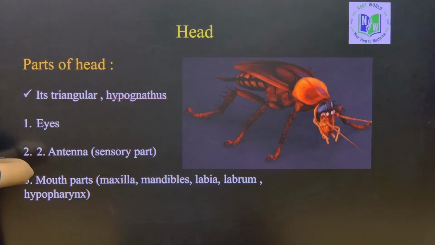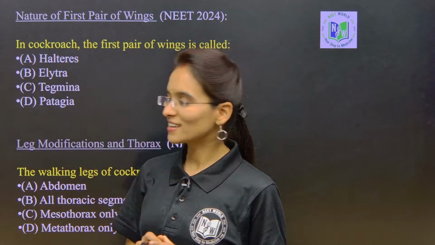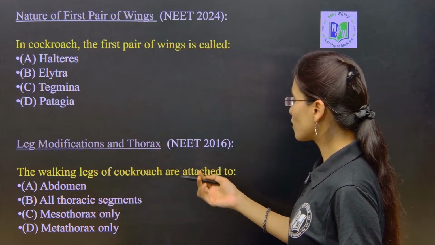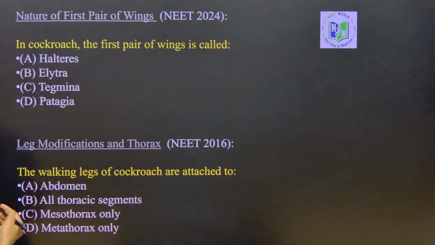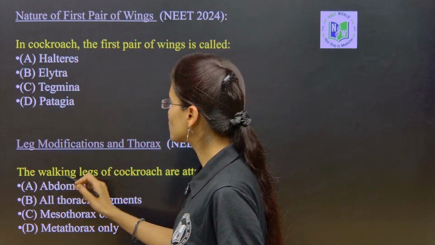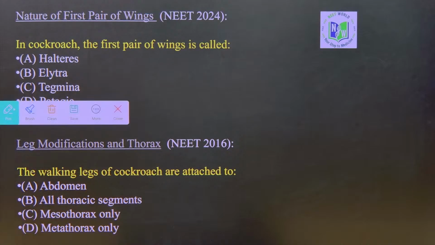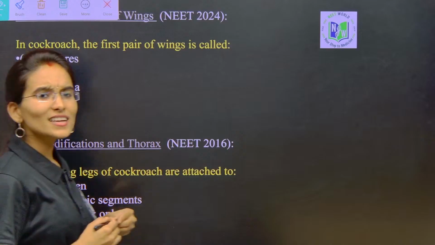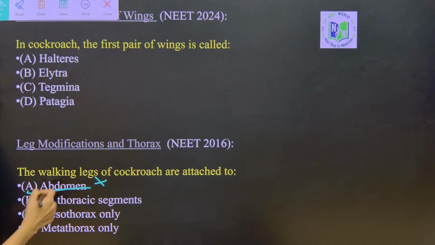And next one, see here. Let us come back to the NEET previous year question related to the leg modification and the thorax. See, the walking legs of the cockroach are attached to, so the walking legs of the cockroaches are attached to abdomen. Wrong my dear students. These are not attached to the abdomen. So to which it is attached? Just quickly answer me. The legs are attached to what my dear students? Abdomen will be the wrong option, absolutely.